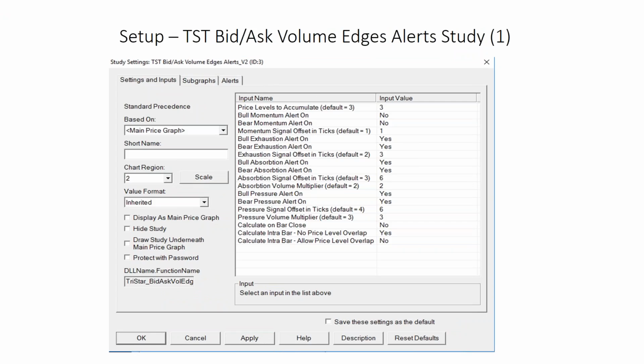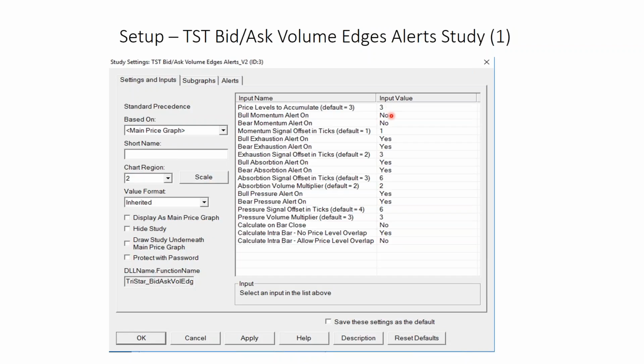Okay, then this is the second DLL. I probably should have had them in one, but I wasn't coding that well at the time. This is a second DLL that does just the alerts. This is the study that paints the squares and the diamonds and the triangles. To have this work properly, the price levels to accumulate have to match between the two studies. That's really the only big thing here. If they don't match, then of course you're not going to get your alerts in the right spot.